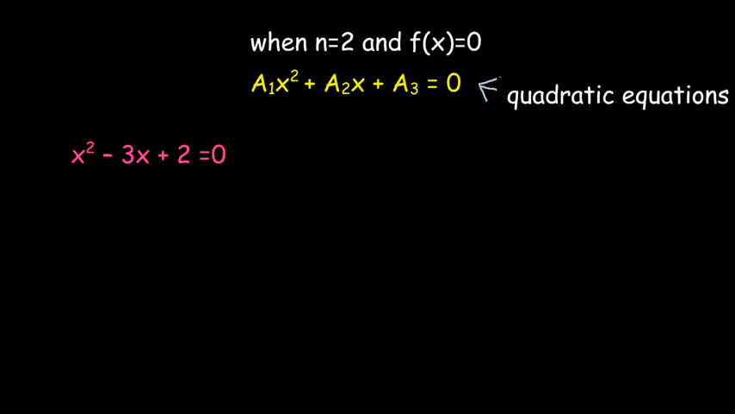So now let's consider an example of a quadratic equation. This is the general form of a quadratic equation as you saw in the previous slide, and this is a simple example. When we compare this equation to this one, you can observe that a1 is 1, a2 is minus 3, and a3 is plus 2, and the RHS is 0.